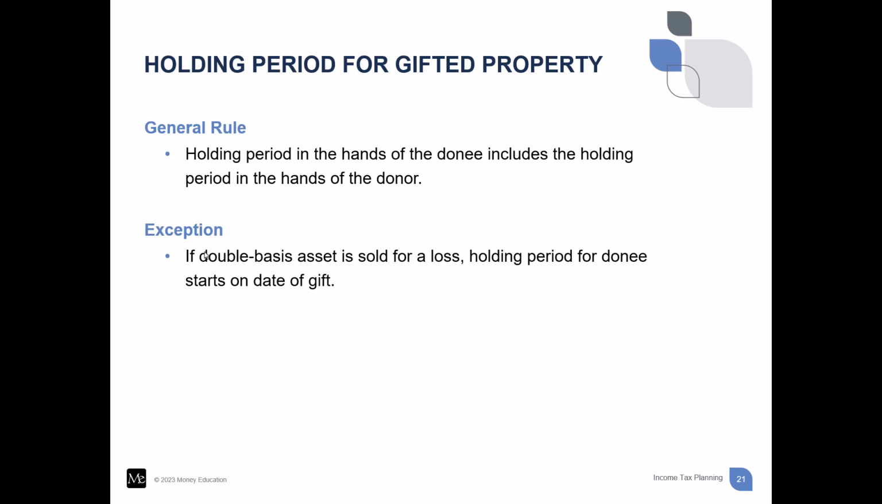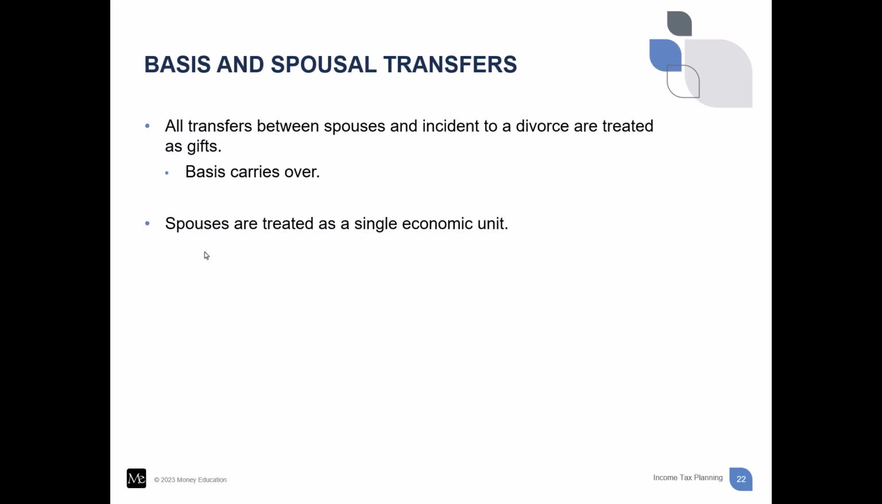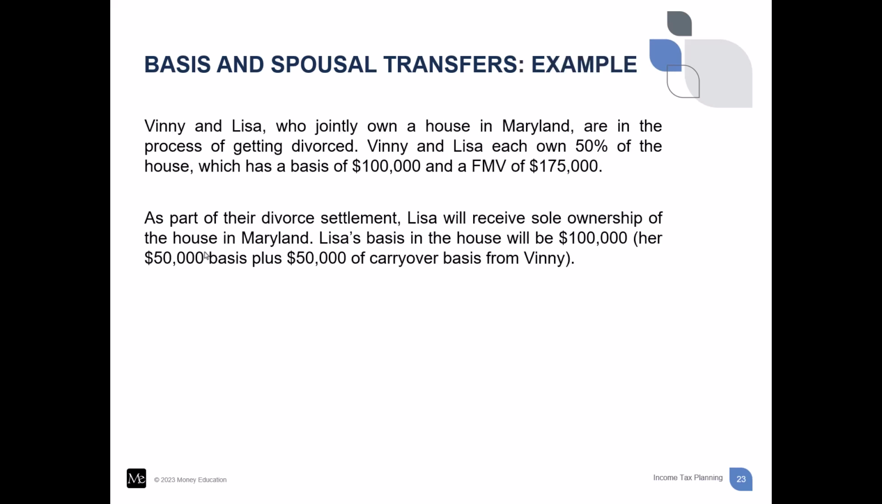Holding period. So generally, when you gift someone property, the holding period in the hands of the donee includes the holding period of the donor. If a double basis asset is sold for a loss, then the holding period for the donee starts at the date of gift. All transfers between spouses and incident to a divorce are treated as gifts, basis carryover. So you don't get stepped up basis at a divorce. Spouses are treated as one economic unit.